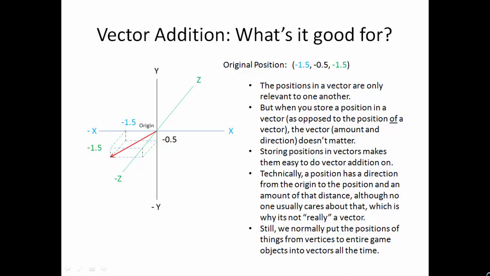Technically, a position has a direction from the origin to the position and an amount of that distance, although no one usually cares about that, which is why it's not really a vector. So if you throw a 3D position into a vector, technically it is a vector, which is why there's a little bit of argument about it. If it's the position of an object in 3D space, technically the vector is an arrow that points from the origin to the 3D position and has an amount or length of the distance between the origin and the position. But the thing that makes it not a vector is that you don't care about that. Nobody cares what direction it is from the origin to the 3D position, and nobody cares about the amount of offset from the origin.